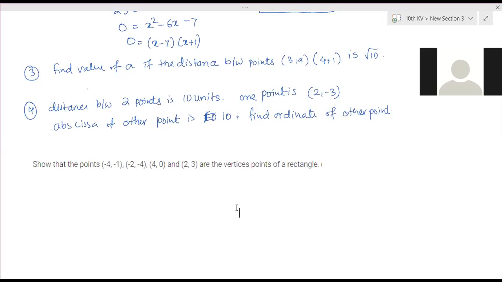Now the next question, we have to show that these are the points of a rectangle. What do we have to show that these points are rectangle points? Ma'am, distances between opposite sides should be equal. Yeah, distances of opposite sides are equal. Okay, but that is the same in a parallelogram also. And now, the diagonals should be the same, right?